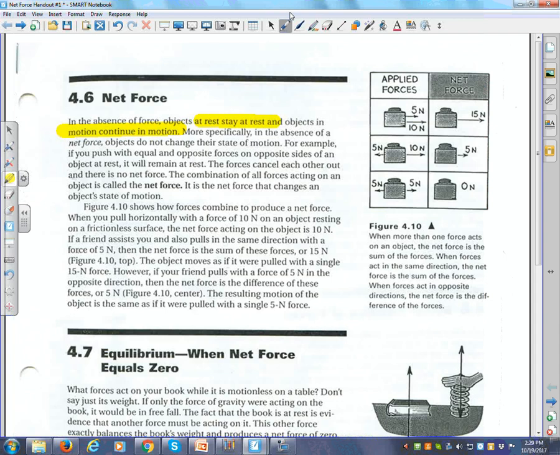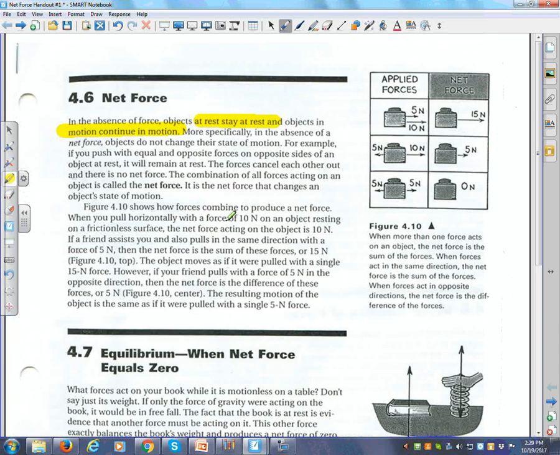For example, if you push with equal and opposite force on opposite sides of an object at rest, it will remain at rest. And there are pictures over here that highlight this. The forces cancel each other out, and there is no net force. The combination of all forces acting on an object is called the net force. So this is kind of review, really, right? It's the net force that changes an object's state of motion.